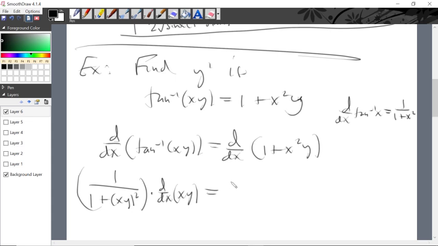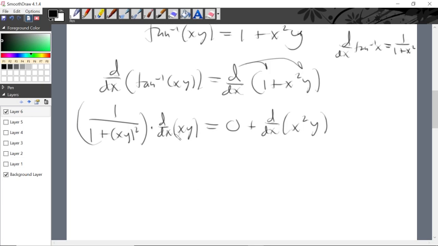On the right-hand side, we can distribute the differential operator. The derivative of 1 with respect to x is just 0. And then we need the derivative with respect to x of x squared y. So take the derivative of xy, and to take the derivative of x squared y, we would need the product rule. Okay, so this is a product rule, and this is a product rule.